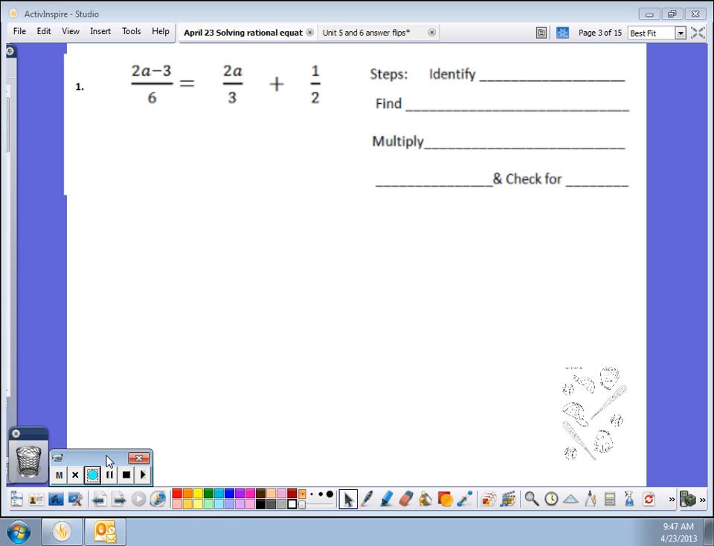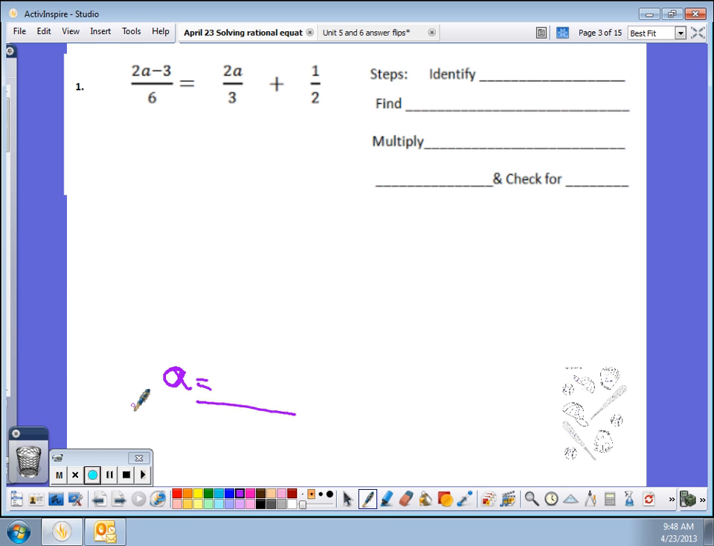Alright, so we're going to write down our steps. We're going to identify the steps in solving an equation. Our goal, whenever we're solving, is to find what x equals. Our final answer should be x equals something. Oh, I'm sorry, in this problem we're talking about a's, so our answer really is going to be a equals.